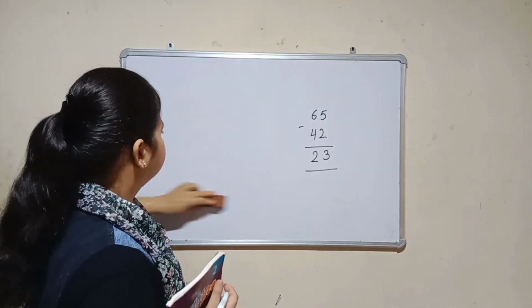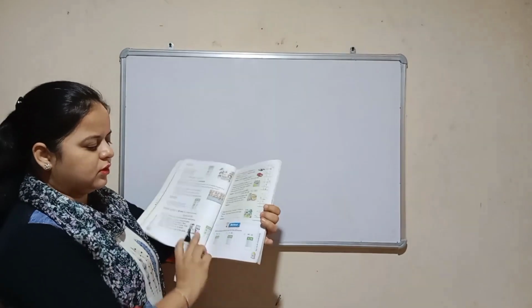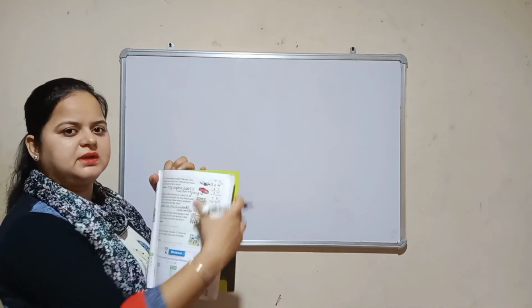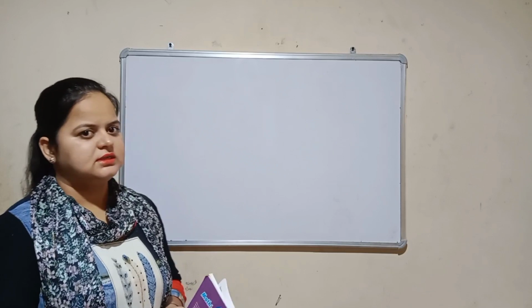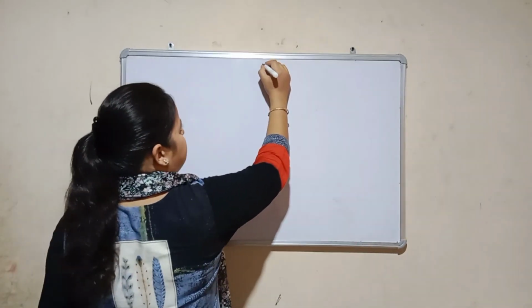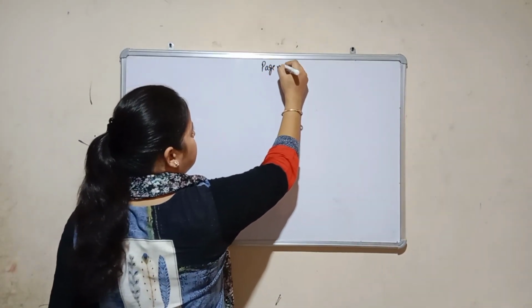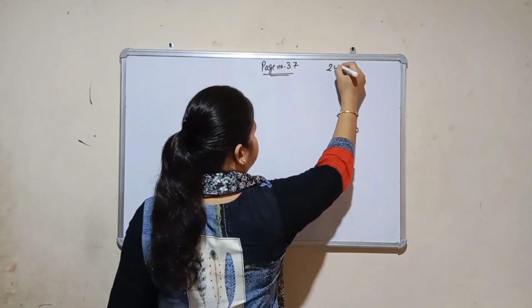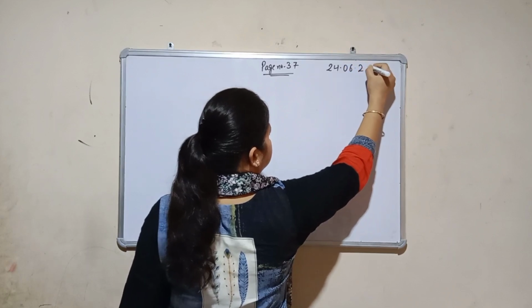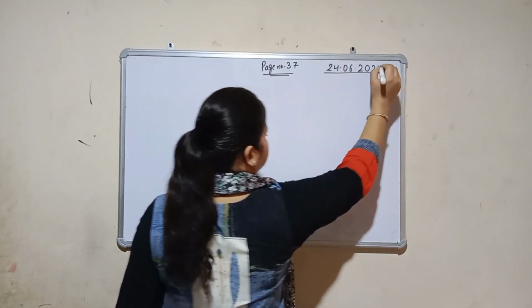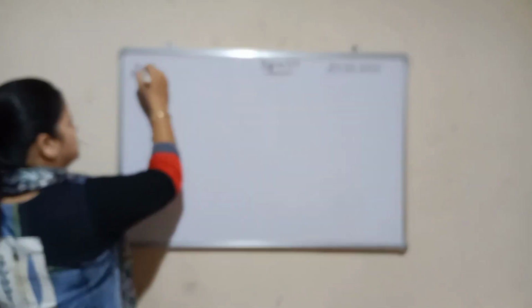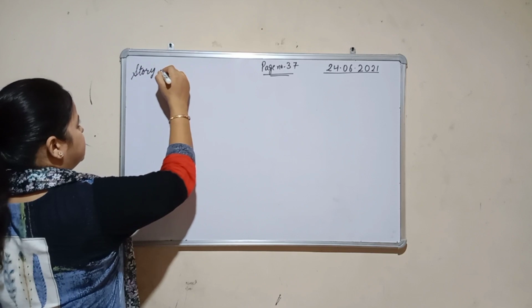Now first of all, on page number 37, on top of this page, you have to write the date. On page number 37, the date is 24/6/2021. Done. Today we will do story based subtraction.